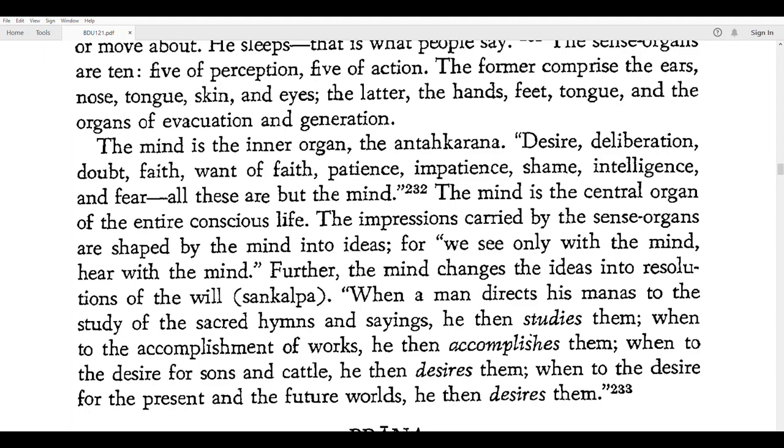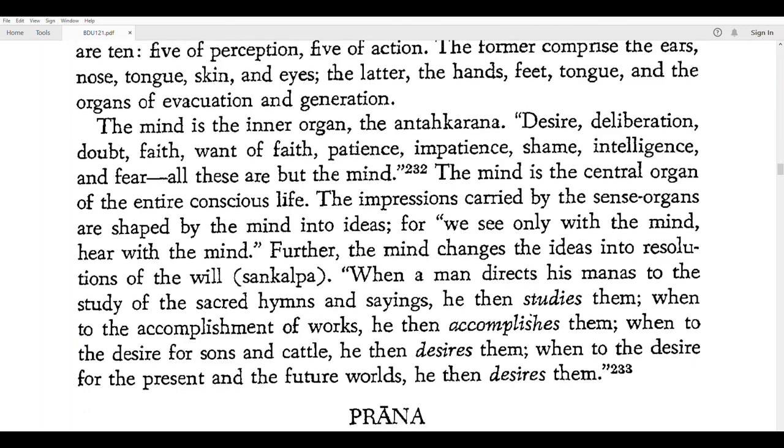When a man directs his manas to the study of the sacred hymns and sayings, he then studies them. When to the accomplishment of works, he then accomplishes them. When to the desire for sons and cattle, he then desires them. When to the desire for the present and the future world, he then desires them. So I end this video here.